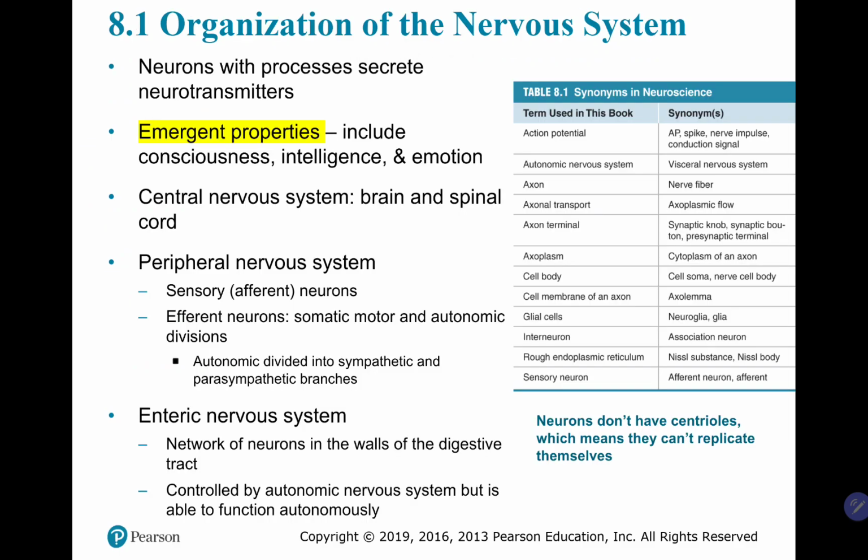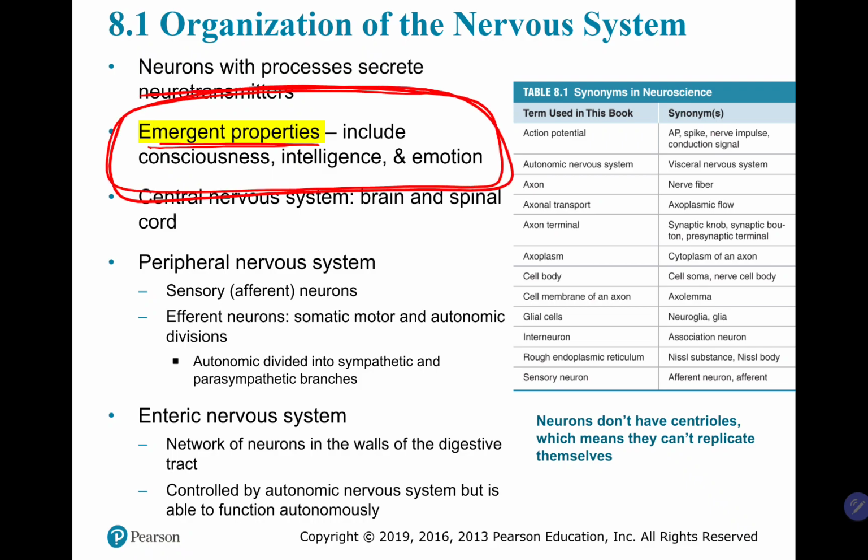When we're looking at the nervous system, it's these neurons with these processes that secrete these neurotransmitters. And this nervous system will exhibit emergent properties. And that's going to include consciousness, intelligence, and emotion, right? We are not able to tell what's going to happen from the individual connections, but it has these emergent properties, again, including consciousness, intelligence, and emotion. The central nervous system is going to consist of the brain and the spinal cord, whereas the peripheral nervous system is basically everything else. We also have the enteric nervous system, too. That's just simply a network of neurons in the walls of your digestive tract.